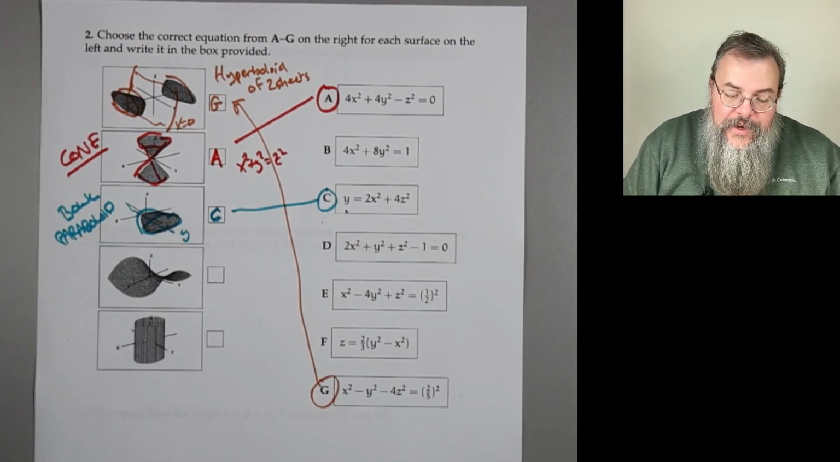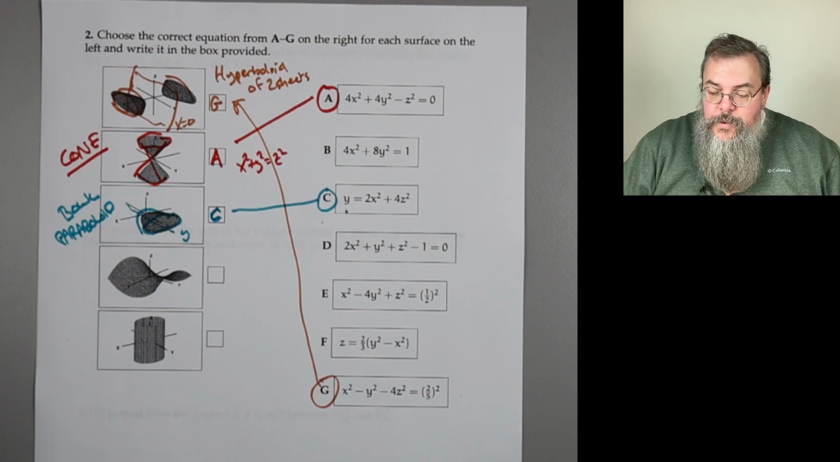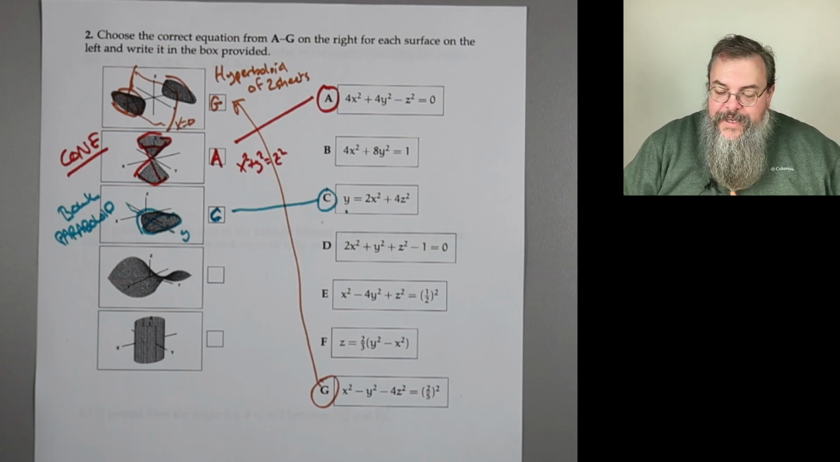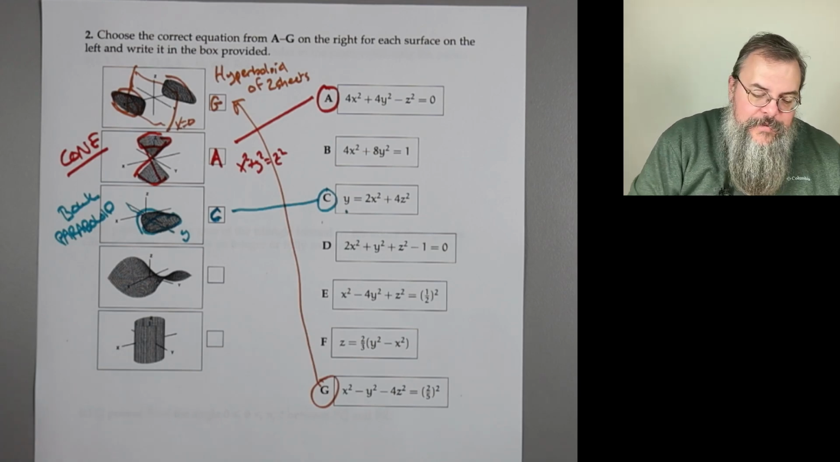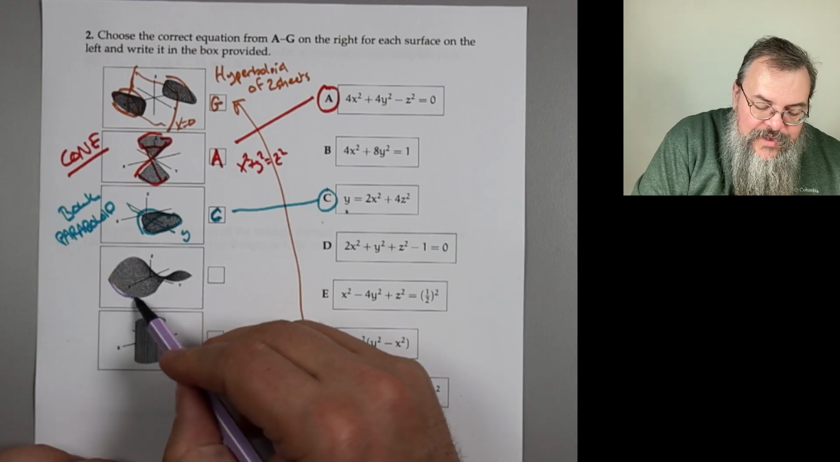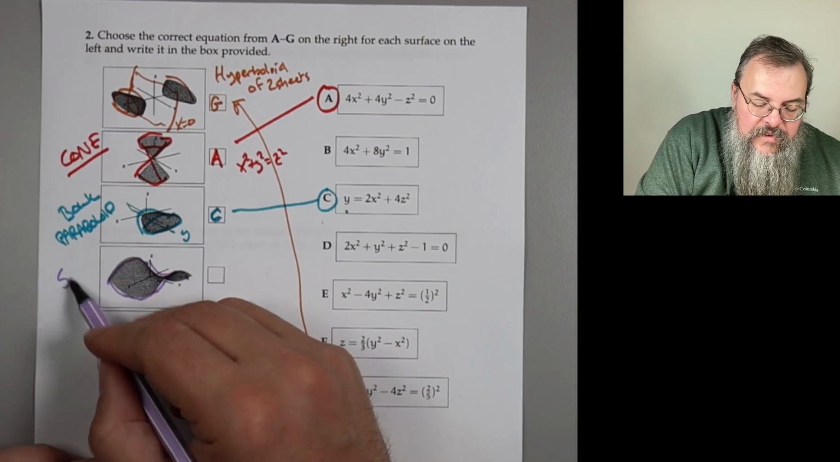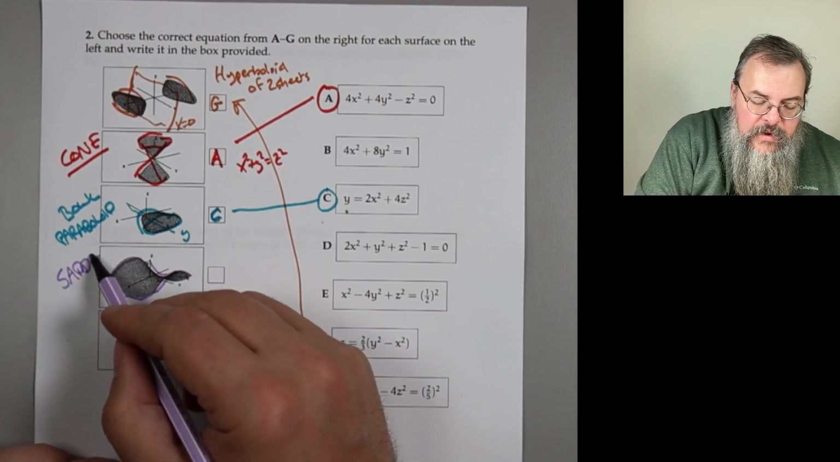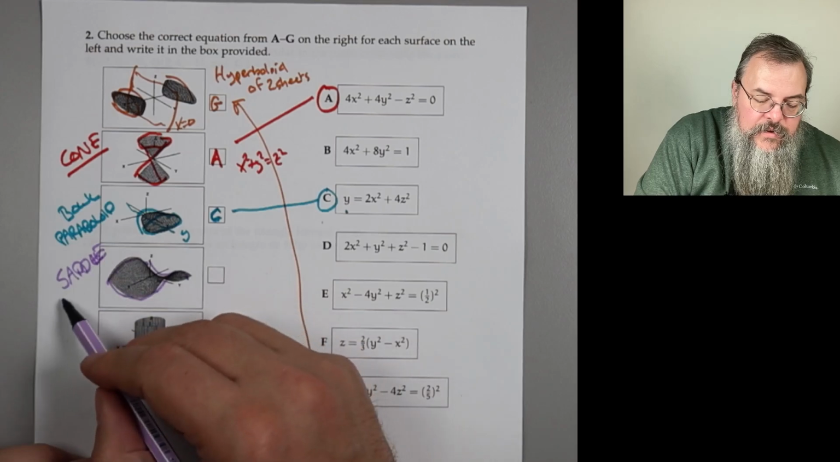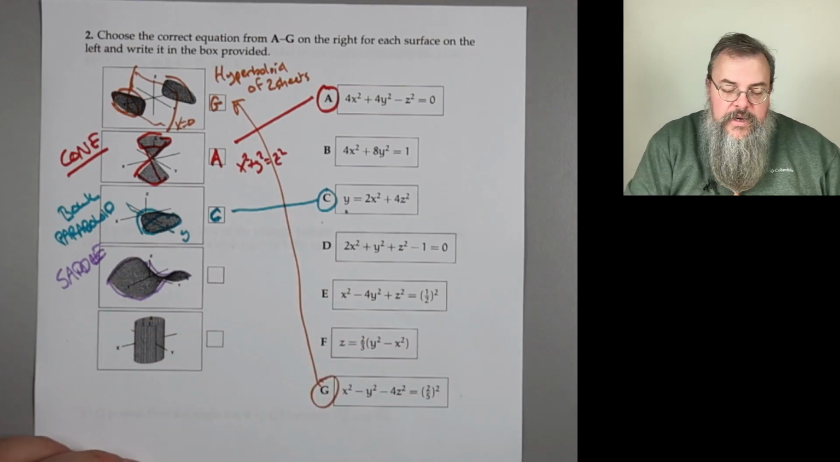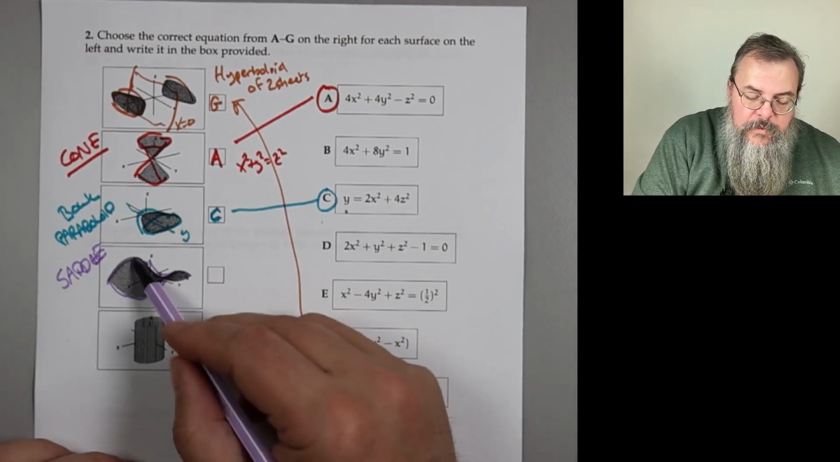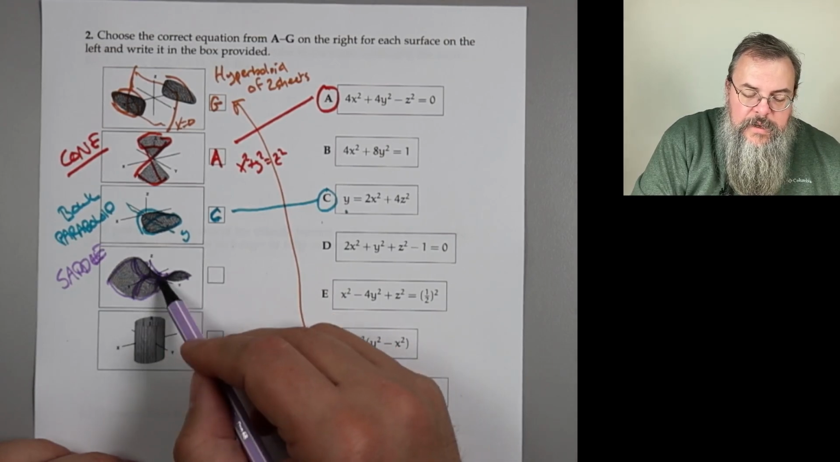All right, now the next one. Ooh, what is that? It's a Pringle, right? Wait, Pringle? That's not one of our shapes. No, it's not one of our shapes. But what we see is this is a saddle. Okay, so what's a saddle? Also another type of paraboloid, but you get parabolas going one way, and then in the other direction you get parabolas going the other way.